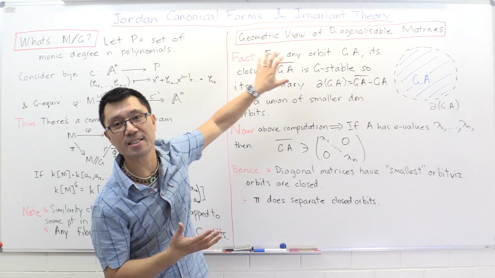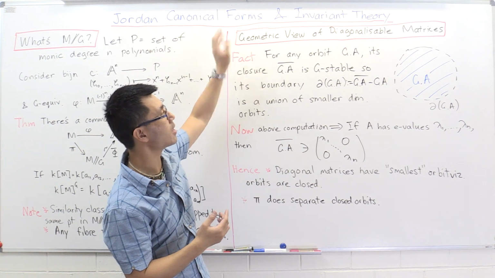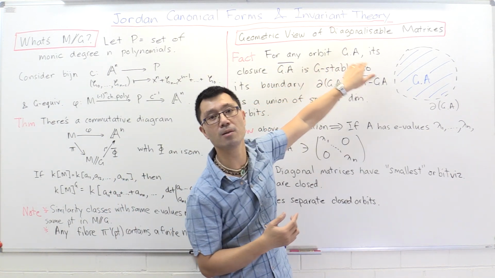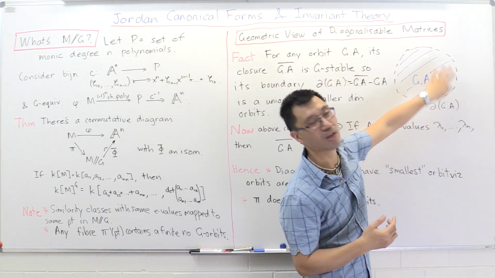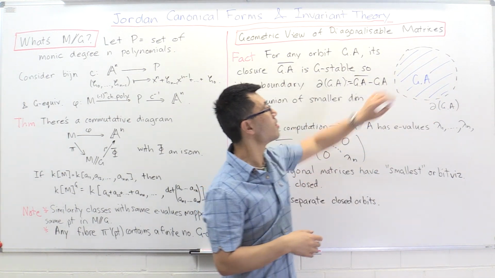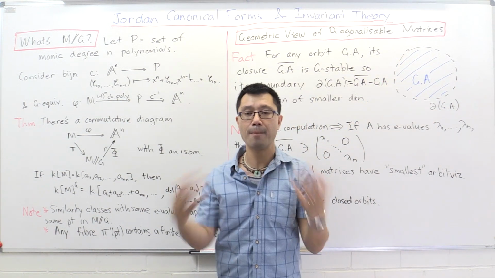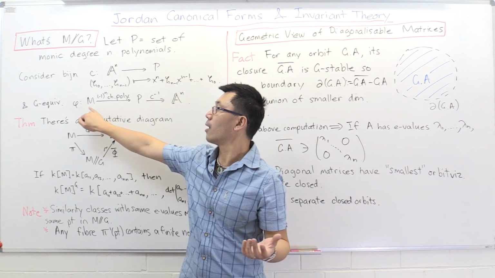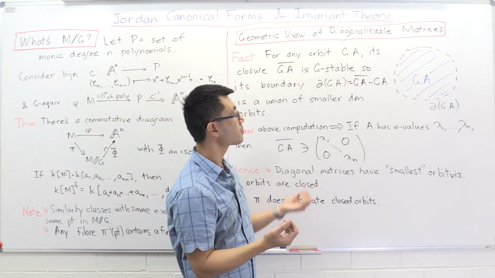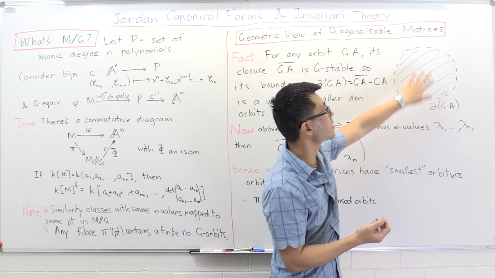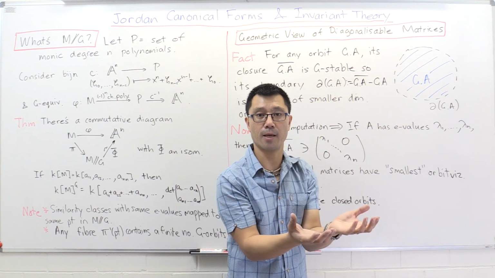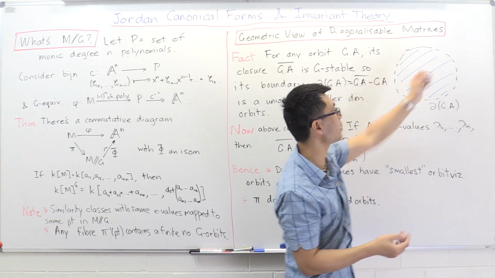So to understand that, we have to look at the following little fact. Suppose we have some G orbit of some matrix, some similarity class. Just imagine it like this. So this sits inside our M, our n squared dimensional affine space of n by n matrices. So you can look at the closure inside there.